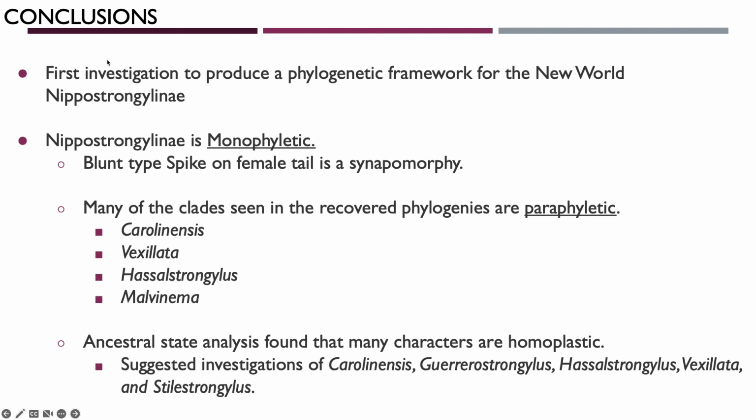And we also found that many of the clades recovered in the phylogenies are paraphyletic. Further investigation is needed into Carolinensis, Vexillata, Hassostrongylus, and Malvinema. There's something going on there, and how they are proposed now is not correct, so we need to resolve that. And the ancestral state analysis found that many characters are homoplastic, which further emphasizes the need to look into these worms overall.